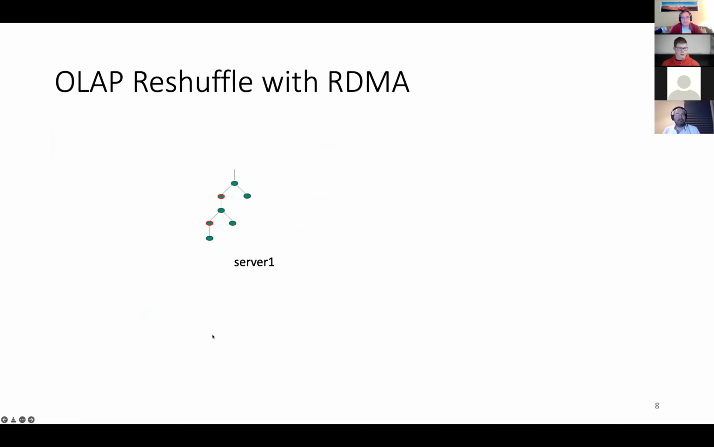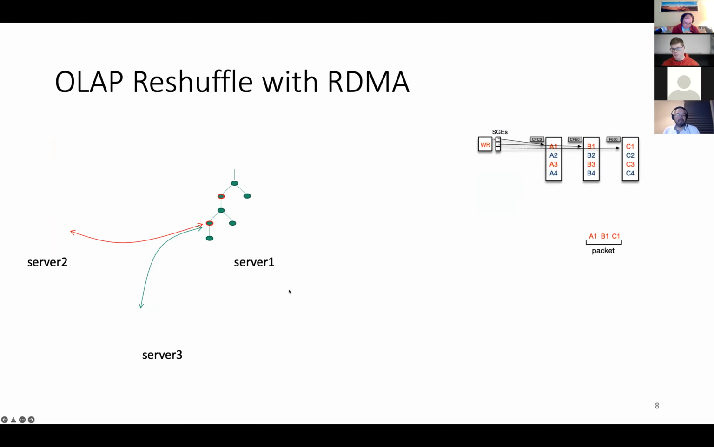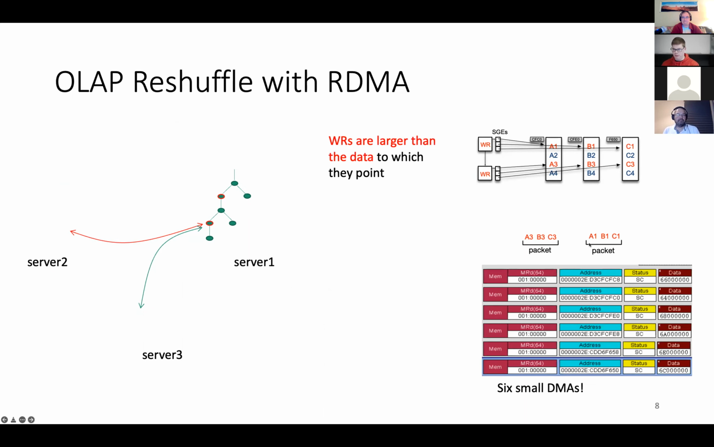Okay, so I don't want to get too much into the database stuff, but basically if you have a database system with multiple servers, from time to time they have to exchange data. So this is your database table, and basically those are integers in arrays, right? And then what the programmer would do is create these work requests that point to the data, and then the card would fetch this data and spit out packets.